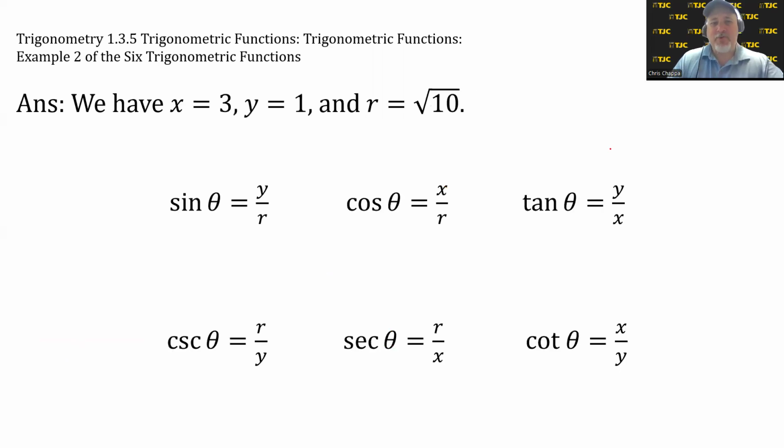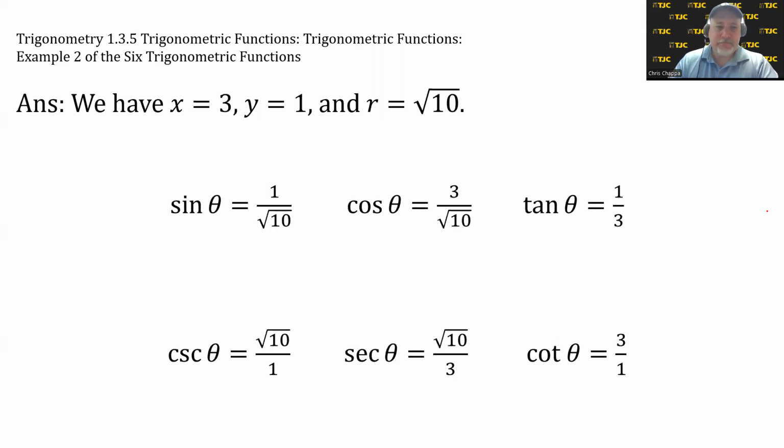Now that we have x equals 3 and y equals 1 and r equals the square root of 10, we can take all 6 of our trig definitions, which you need to have memorized, and make all the substitutions. If you're taking notes, and I recommend it, I would pause and see if you can write them down. Don't worry, you'll have a new problem at the end to try on your own. And when we substitute the values, we get something like this.